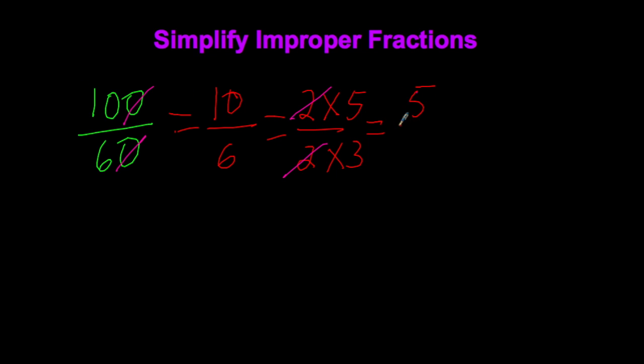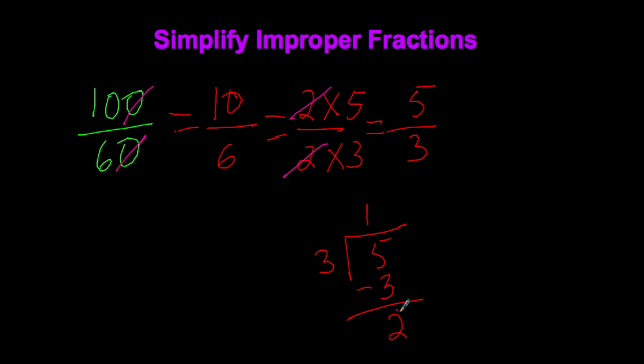So you have 5 over 3 left. Because the top number, which is 5, is larger than 3, you need to write that as a mixed number. So 5 goes inside, 3 goes outside. How many times can 3 go into 5? Once. 1 times 3 is what? 3. Subtract. The remainder is 2.